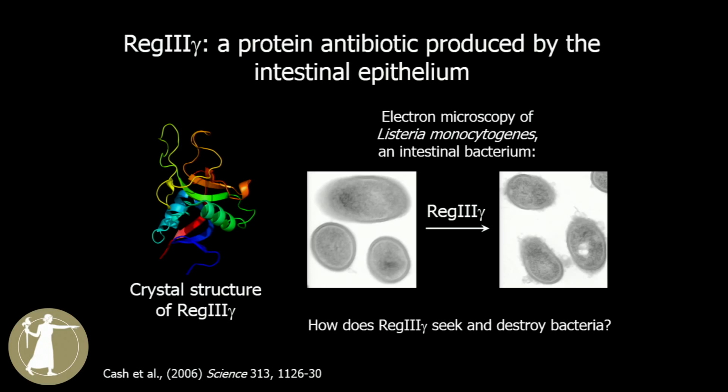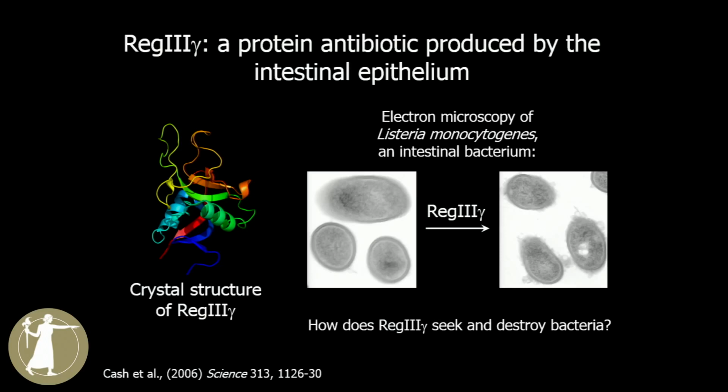And it turns out, so this is the crystal structure of Reg3 gamma. This was solved both by us and another group. It's a small protein, 15 kilodaltons, and it's basically secreted by the surface of the intestine into the lumen of the intestine. And so you would expect it to come into contact with the bacteria that live there. And in fact, what we discovered through a series of detailed biochemical experiments is that this is a protein antibiotic.